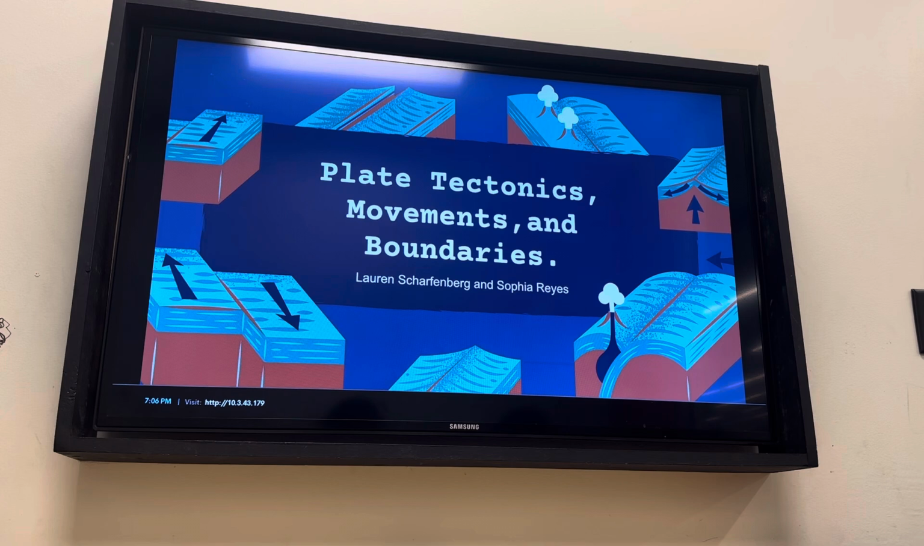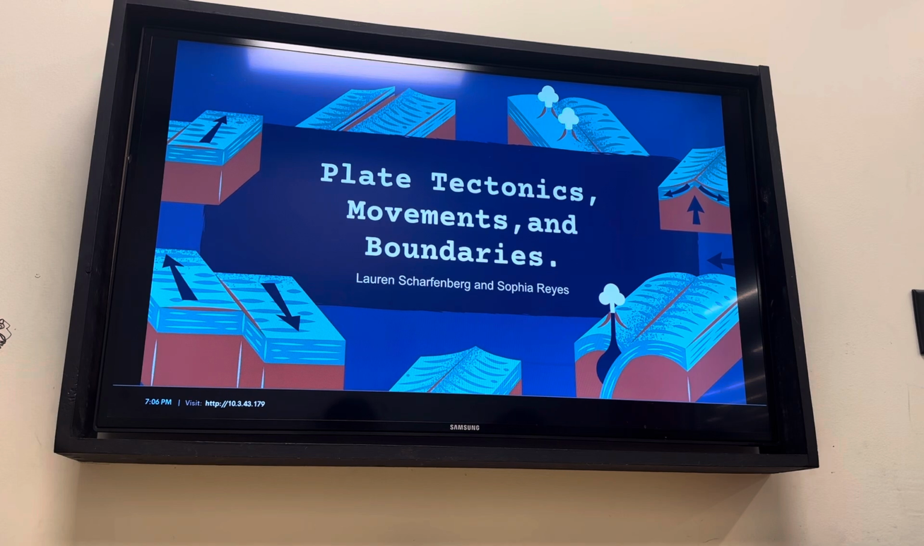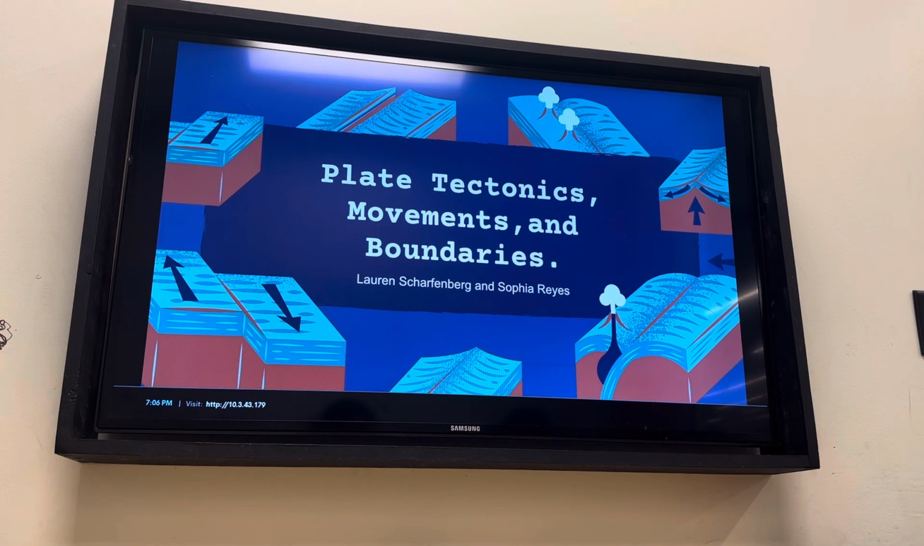Hi, we are Lauren Scharfenberg and Sophia Reyes, and today our presentation is going to be on plate tectonics, movements, and boundaries with a specification of these actions in the state of Florida.